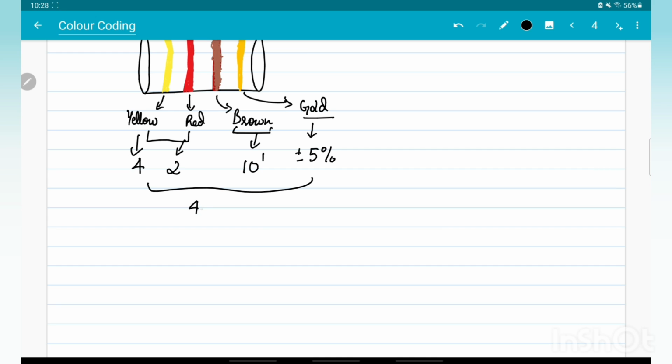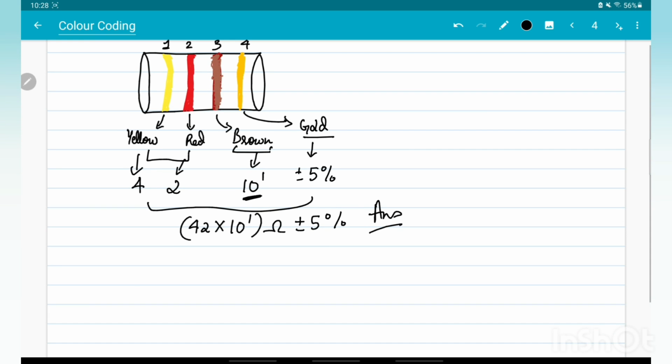That is, the first two will give us the number. So the number is 42. 42 into the multiplier here, which is 10 to the power 1. So 42 into 10 to the power 1 ohms, and then the percentage tolerance is plus or minus 5%. So this is our answer. So that's all you have to do in your color coding. The first two will give you the number, the third one will give you the multiplier, and the last one will give you the percentage tolerance, and then you get your final answer.